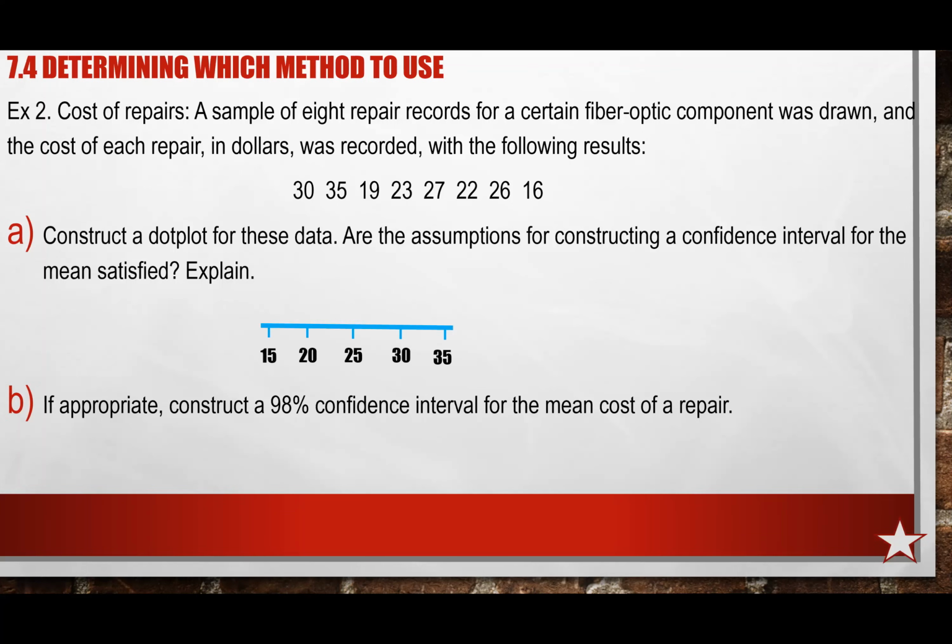Well, the dot plot is basically, we have our number line, right? For me, I go by 5, which is 15, 20, 25, 30, 35. And all I do is I ask myself, what data do I have? The first data is 30. I go to the 30, I put a dot, right? The second data is 35. I go to 35, I put a dot. And 19, I go to 19, I put a dot. 23, I go to 23, put a dot. 27, 22, 26, and 16, right? So again, I have 8 dots here that represent the 8 data that I have, right?